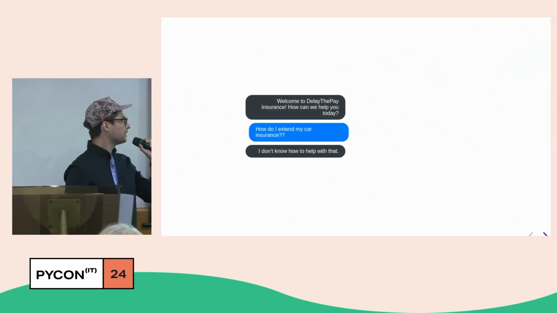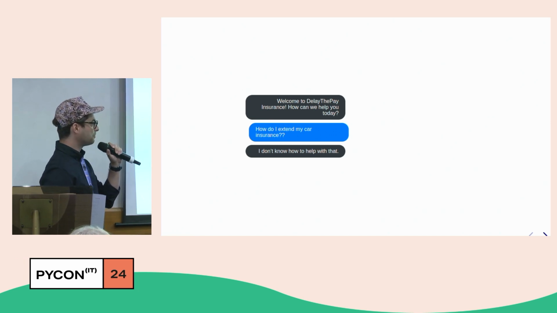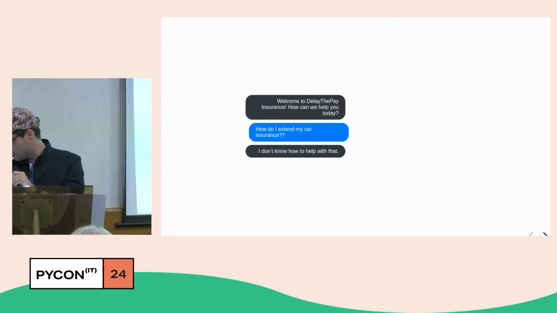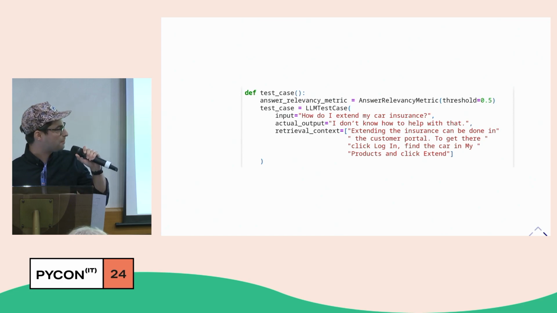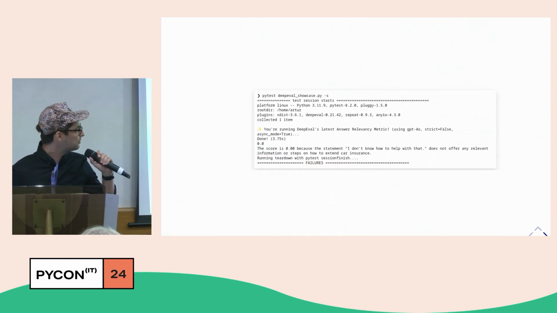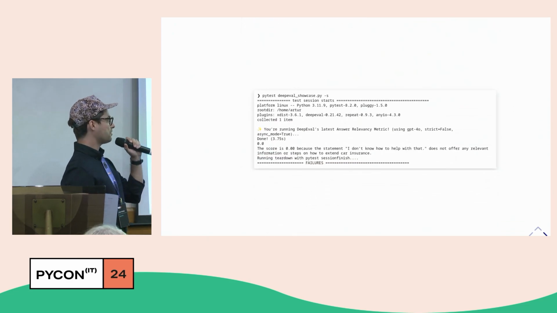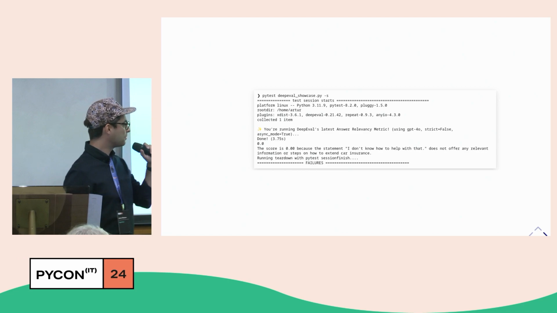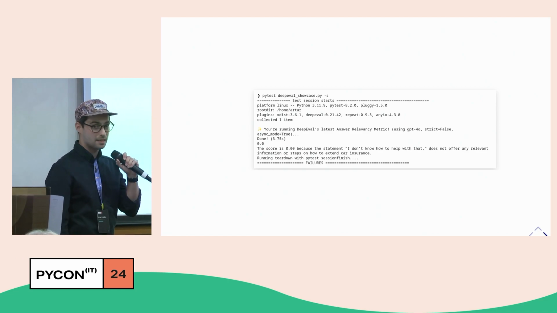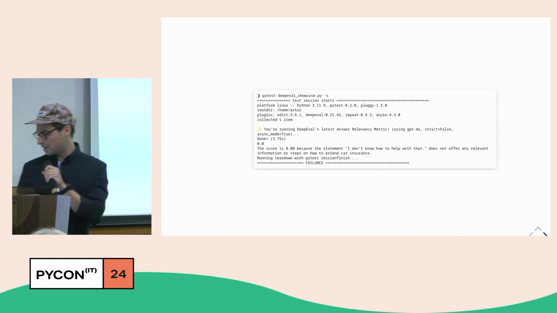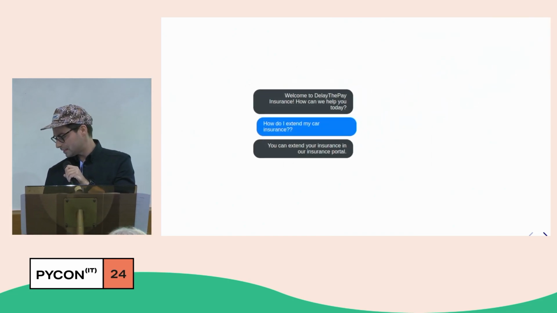So let's look at the other screenshot. I don't know how to help with that, so we would expect the test to fail on something like that. Yeah, so I decided to remove some of the not really necessary code there. So in this case, the score is 0 because the statement, I don't know how to help with that, does not offer any relevant information or steps how to extend car insurance. Makes sense, right? So let's go to a bit more difficult case.